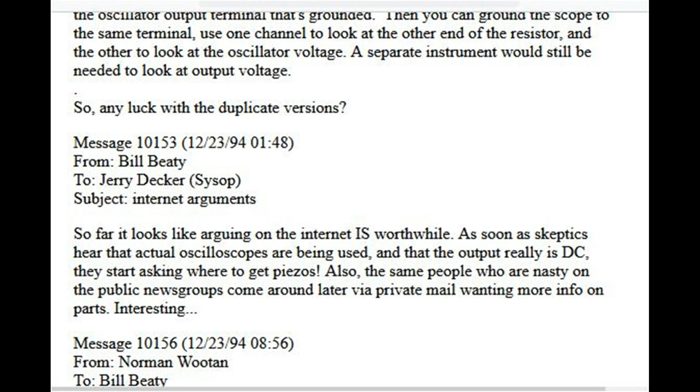Message 10153, December 23, 94, 1:48. From Bill Beatty to Jerry Decker, SysOp. Subject: Internet arguments. So far it looks like arguing on the internet is worthwhile. As soon as skeptics hear that actual oscilloscopes are being used, and that the output really is DC, they start asking where to get piezos. Also, the same people who are nasty on the public newsgroups come around later via private mail wanting more info on parts. Interesting.